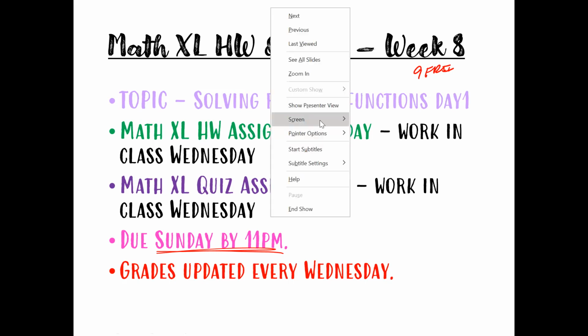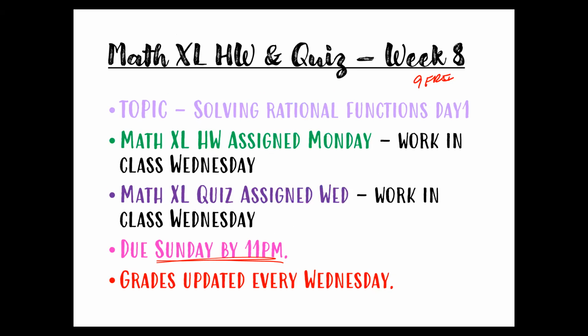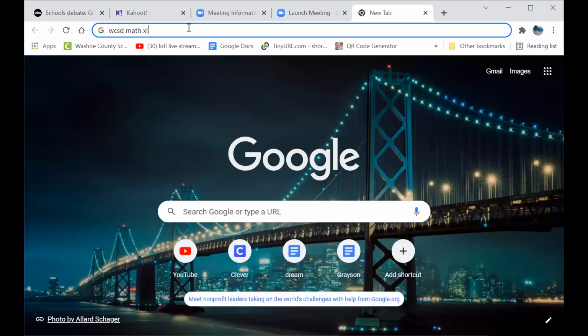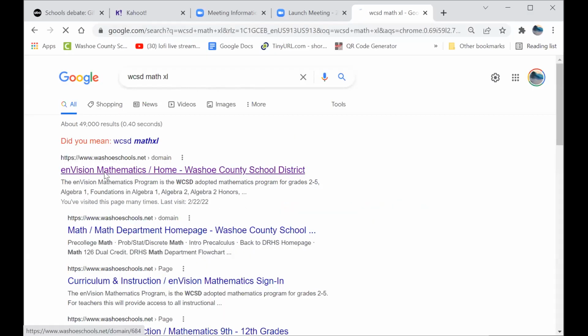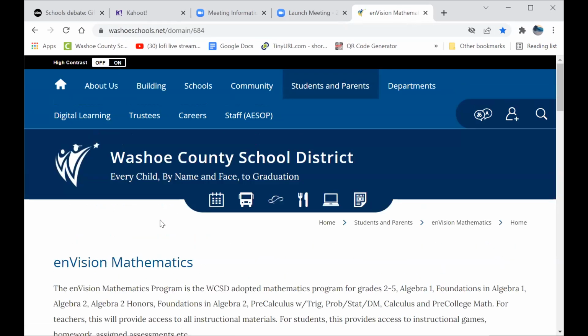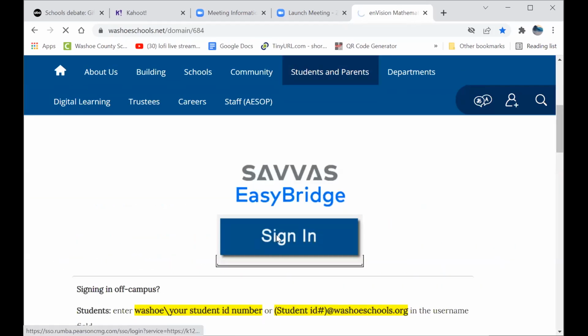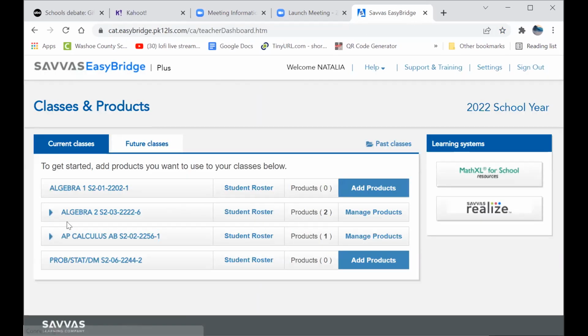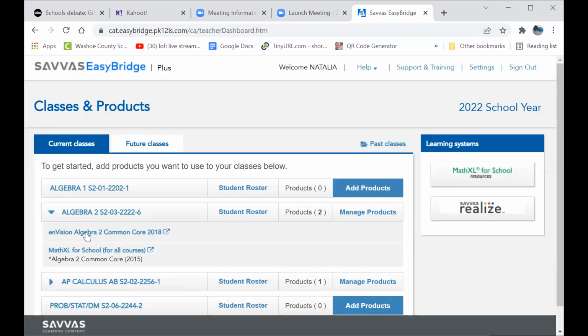So let's go ahead and take a look at Math Excel. If you have your browser, you just go to Washoe County School District Math Excel. And enter, and you'll get over here. Go to the first one that pops up. And then you're going to go down to sign in. You just use the same sign in information from your desktop for school. Go to Algebra 2. You don't go to Envision. You go to Math Excel, which is the second one.